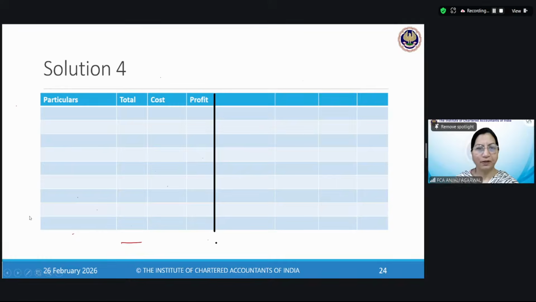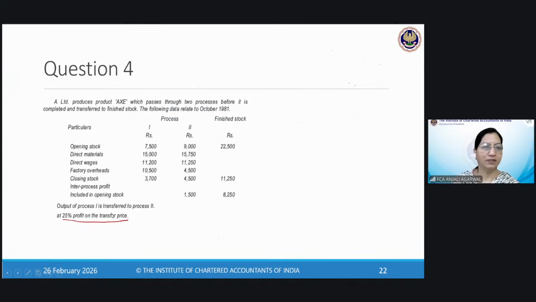Thank you. So let's look at this question. A Limited produces product AXE X and it passes through two processes before it is completed and transferred to the finished stock. So we have process one, from where the goods will move to process two, from where the goods will move to finished stock account, from where they will be sold.